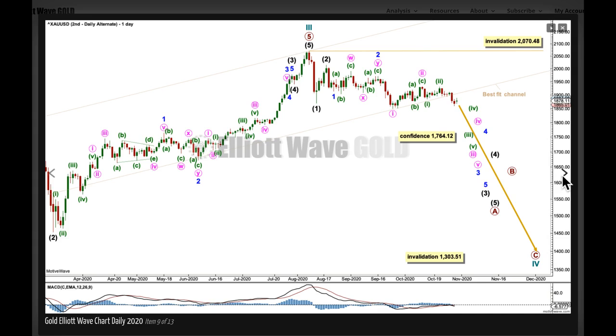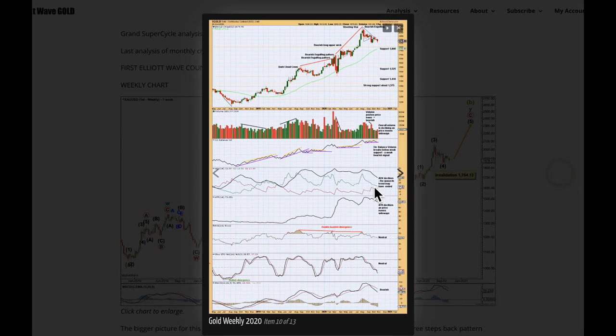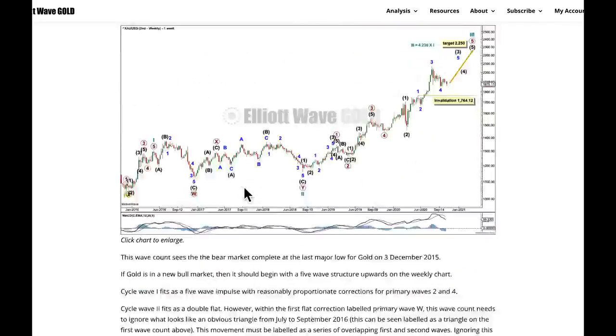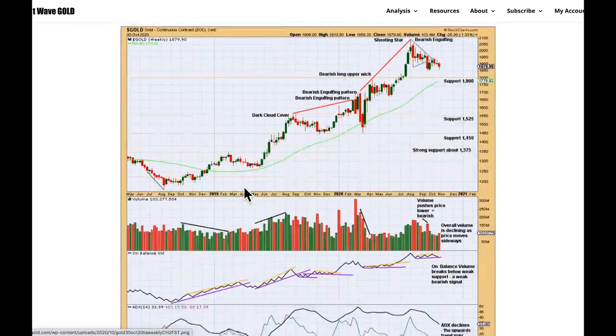I know it is confusing. It is what it is. It's just a confusing time within the markets for gold, particularly at this moment, in terms of Elliott wave, that is.